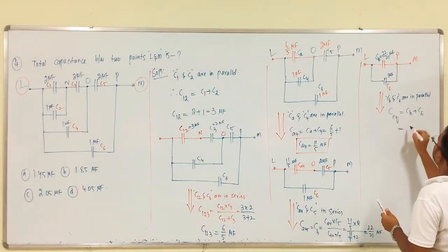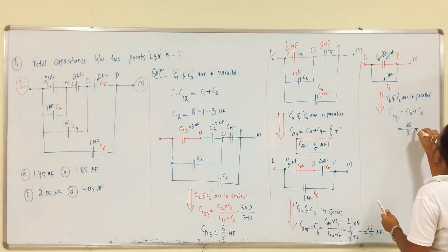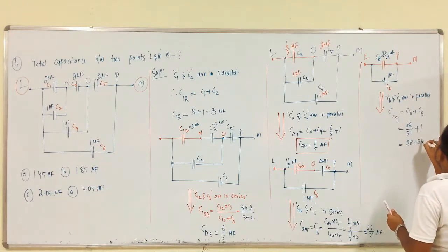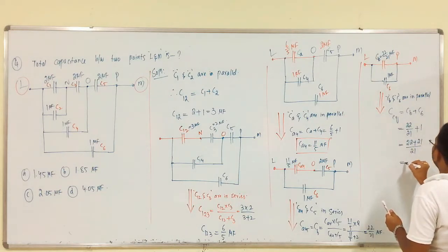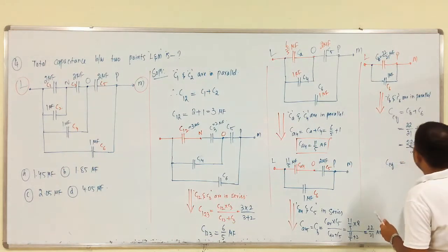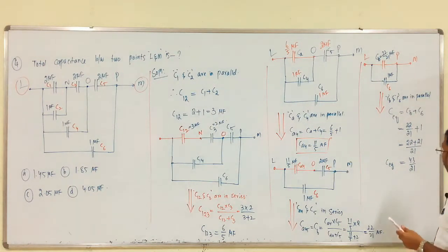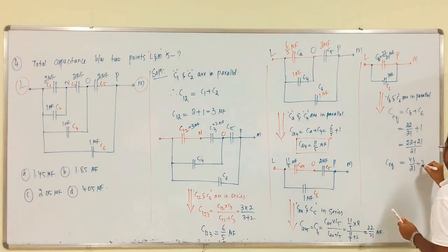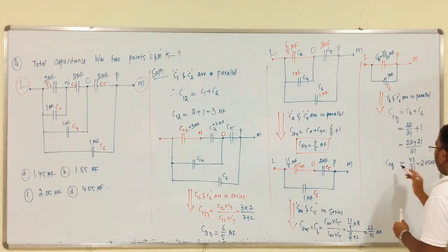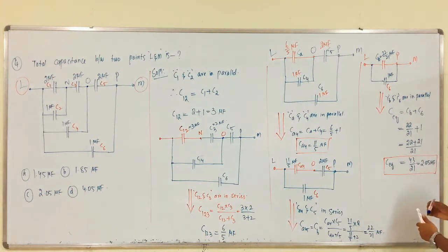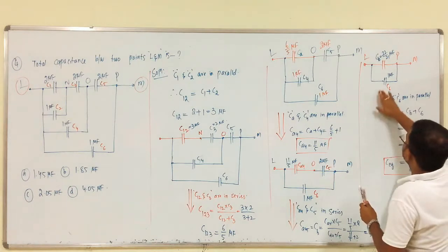Therefore, what is the value of Cb? 22 by 21 plus 1, which is equal to 22 plus 21 by 21, which is equal to C equivalent, which is equal to 43 by 21. 43 by 21 is nothing but 2.05 microfarad.